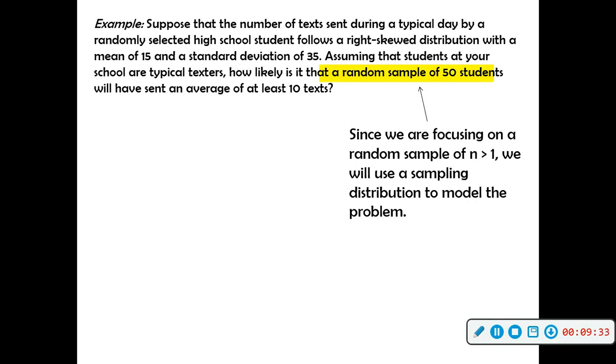Since we are focusing on a random sample of n that is greater than 1, we're going to be using a sampling distribution for this problem. If we were just using 1, then we would just look at the probability distribution. In this case, we're looking at more than one student, so we've got to use a sampling distribution. We're also talking about an average, so that tells me that I'm going to be using a sampling distribution of sample means. So let's walk through the four-step process for this.